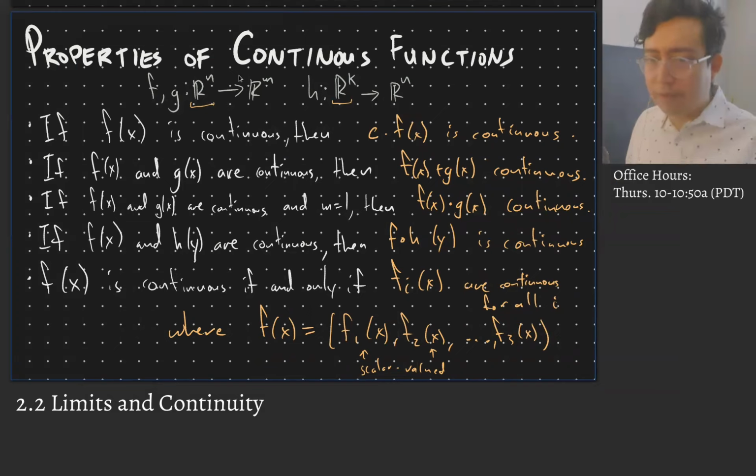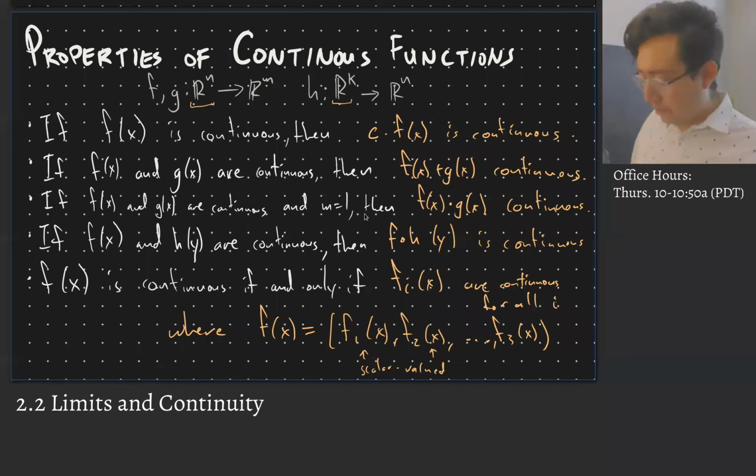Okay, so like I mentioned, I want to get into some examples. These properties are a way for us to show that certain functions are continuous without having to compute a limit or do something crazy like that. We can build off some basic building blocks and combine them by taking scalar multiples, adding continuous functions, multiplying scalar valued functions, composing functions, or just showing that the scalar valued components are continuous.